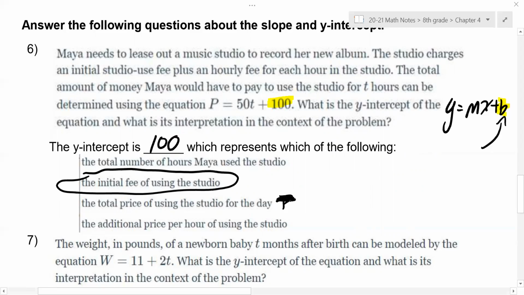No, it isn't. For the day, that would be $50. So that would be 50. No, it isn't. That'd be just T. The additional price per hour using the studio, no, because that's 50. So the correct answer would be the initial fee for using the studio.